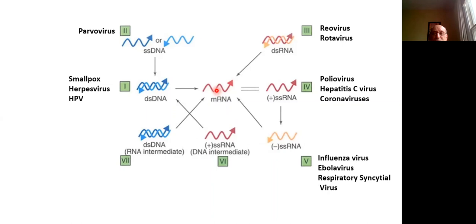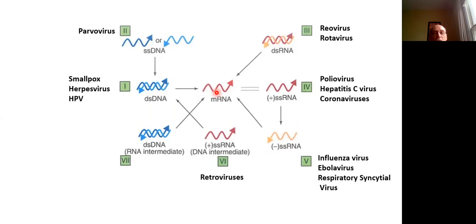Then some virus particles bring into the cell a molecule of RNA, which is the coding strand, but they replicate through a DNA intermediate. That's the retroviruses I'm talking about today. And of course, they bring into the cell the polymerase needed to copy that RNA into DNA. That's the reverse transcriptase I've been talking about.